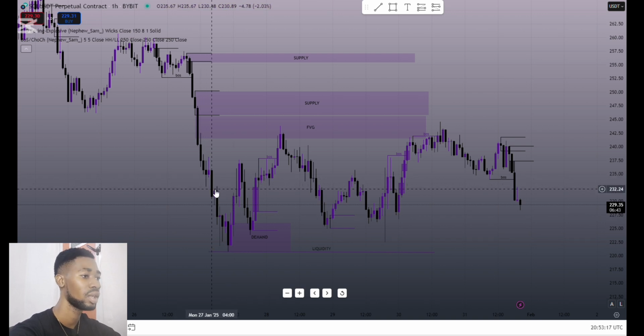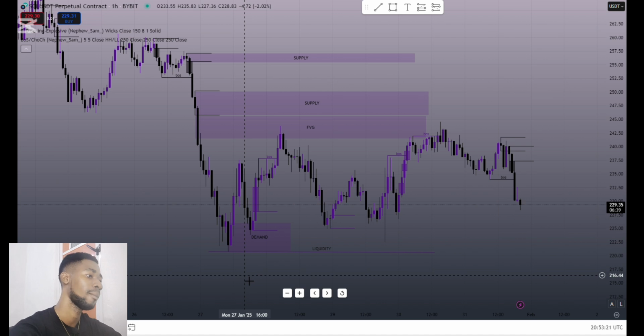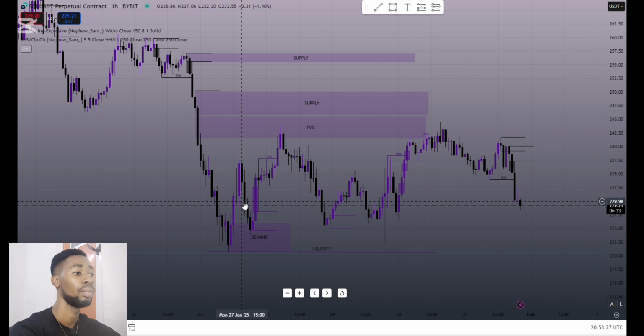This doesn't count. This doesn't count because the buyers were not still dominant in the market. But this was the last sell before the market started going upwards properly. So now we want to mark here.